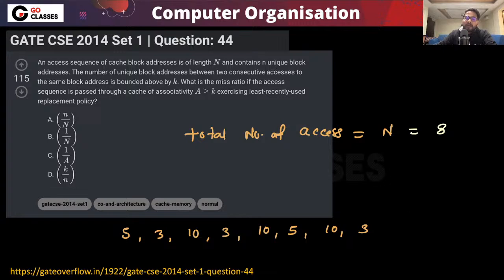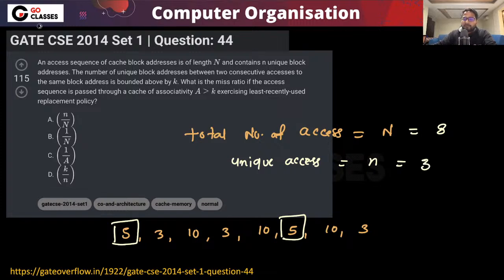Okay, now you might be repeating some access. For example, you are accessing this 5, and then you're again accessing this 5. Similarly, you're accessing 10, again accessing 10. So repetition might be there. Now you tell me, in this particular case, what is the unique number of blocks you are accessing? Either you are accessing 3, 5, or 10. So they are saying unique access is represented by small n. In this case it is 3, right?